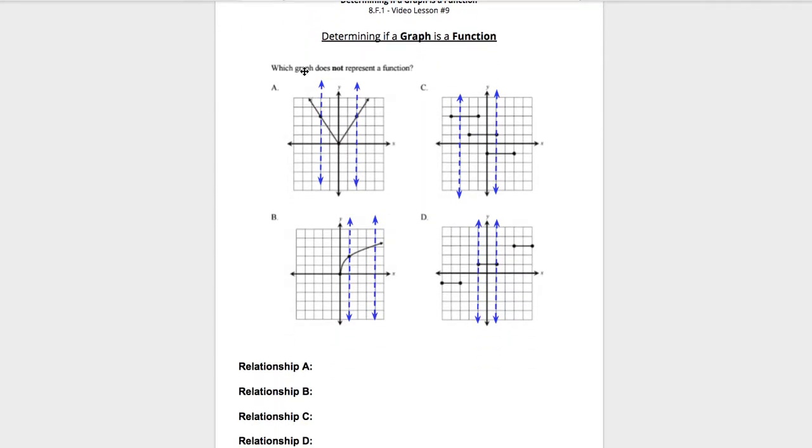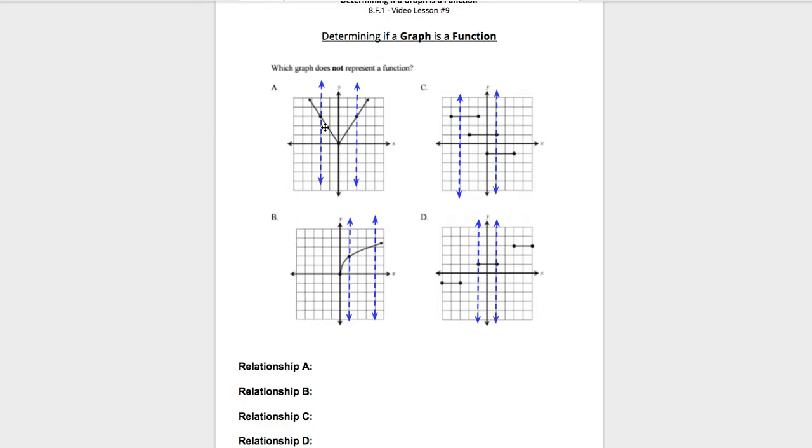This question asked which graph does not represent a function, and there were 4 graphs provided to students. I have drawn in blue dotted lines here that are vertical lines to help us see which graphs are functions, which pass the vertical line test, and which graphs are not functions, which ones fail the vertical line test.